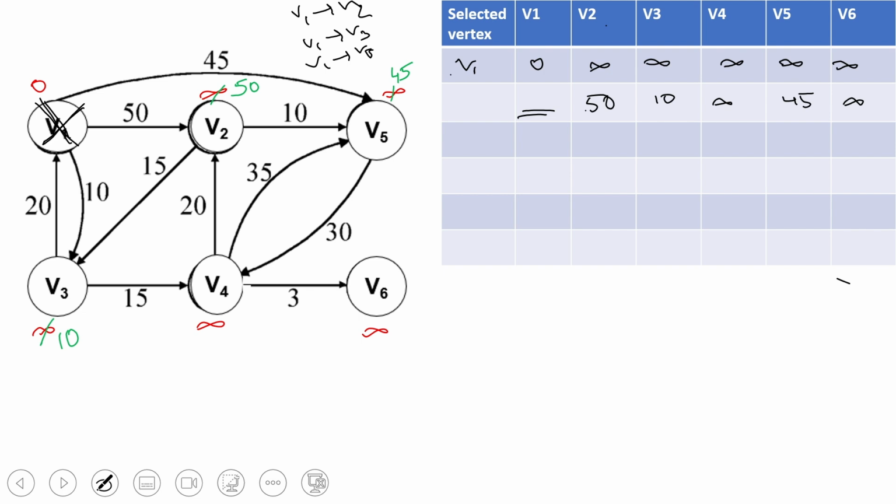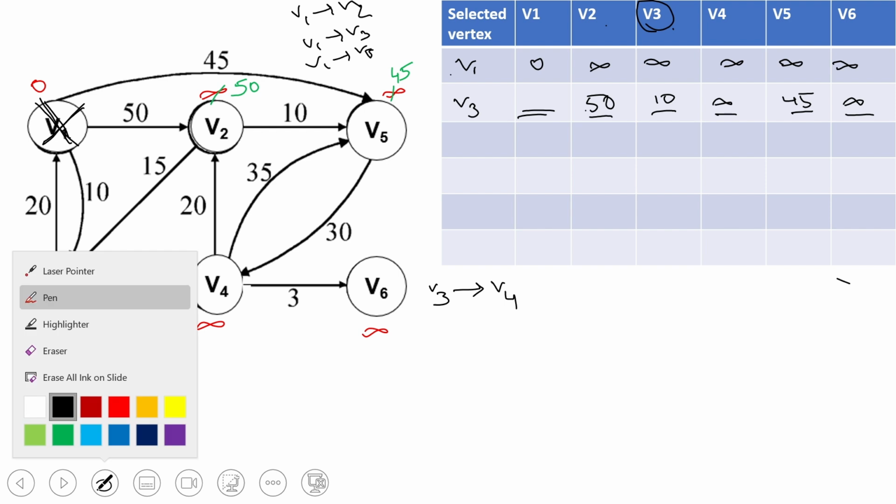Next, which vertex should we consider? It all depends on the minimum value. What is the minimum value here? v3, right? So let's take v3 and see which vertices are directly connected. v3 to v4 we have, right? v3 to v2, no, we don't have. v2 to v3 we have, so v3 to v2 is not possible. So we have only one thing, that is v3 to v4.